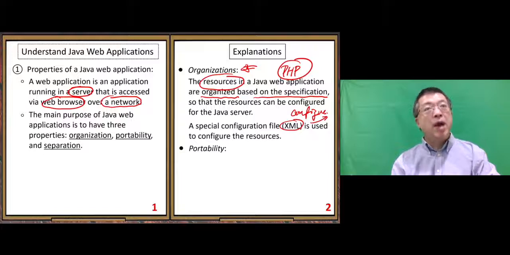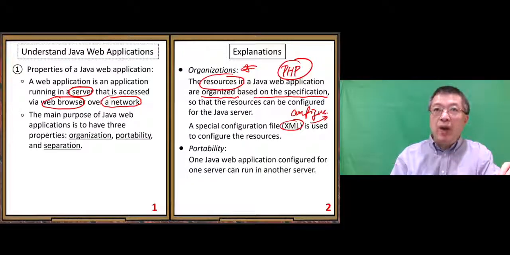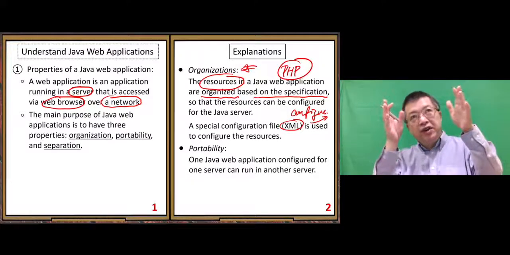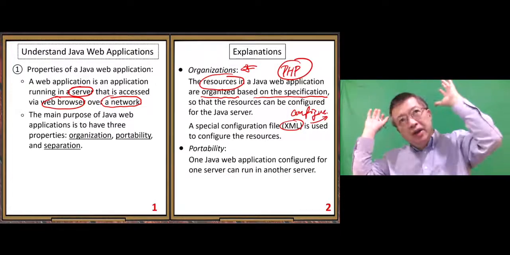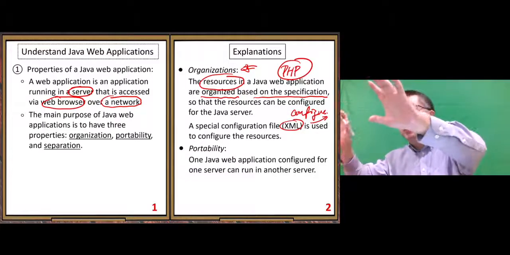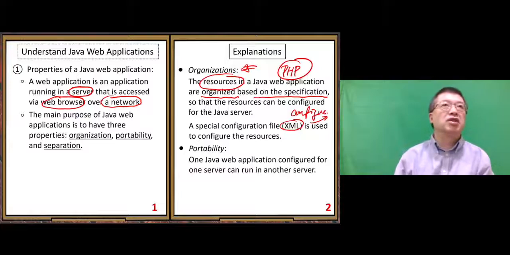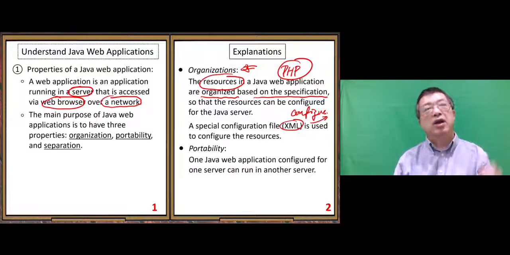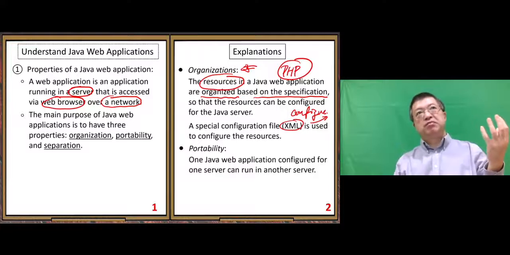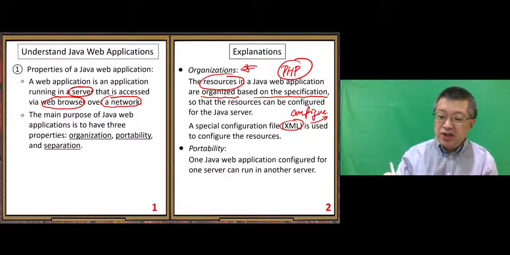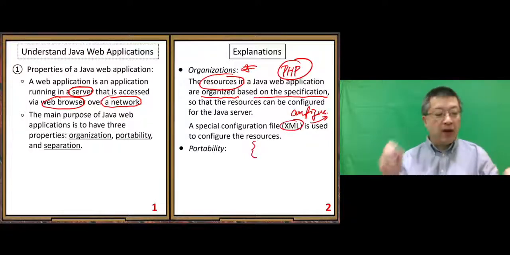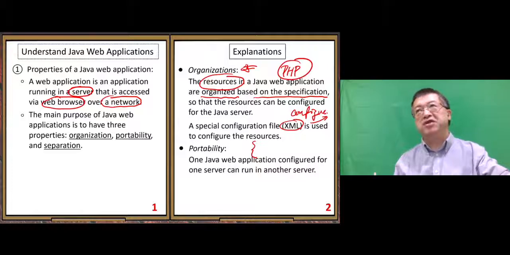Portable, make your Java web applications portable. So that means one Java web application, if you configured in one Java server, you can easily copy, drop, deploy in another Java web server. That's its meaning. That's the designer's goal. One of the goals, portability. But in reality, things are slightly different. There is some complexity you need to consider.